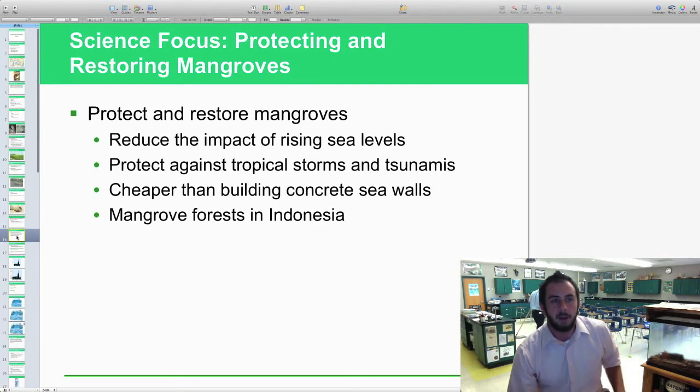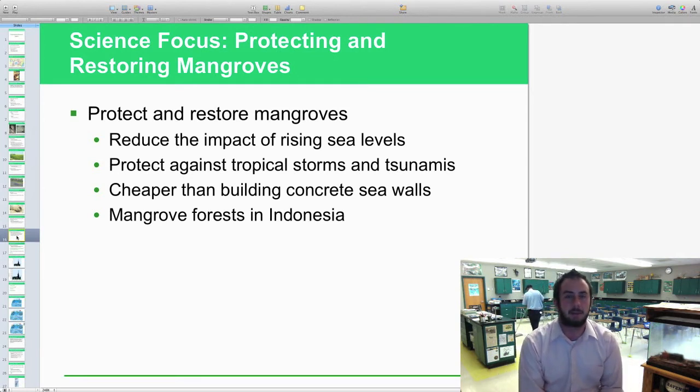All right, so science focus, protecting and restoring mangroves, the mangrove forest. We talked about this as being a key ecosystem, a type of marine ecosystem that literally helps reduce major impacts on the shoreline. And it's done that for hundreds of thousands of years, and so it's important that we protect that species because it protects us from tropical storms and tsunamis and coastal erosion. It's way cheaper than building concrete seawalls and levees and things like that.